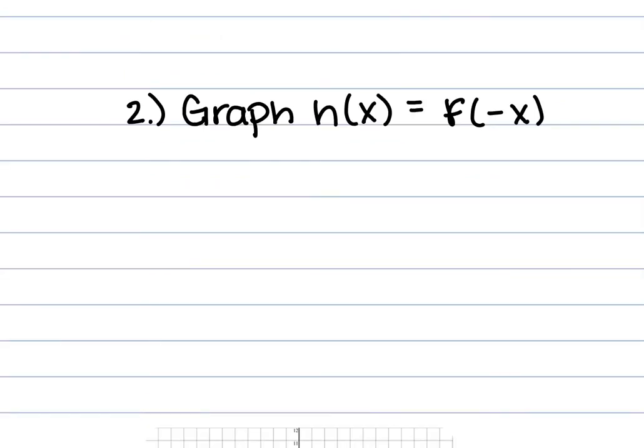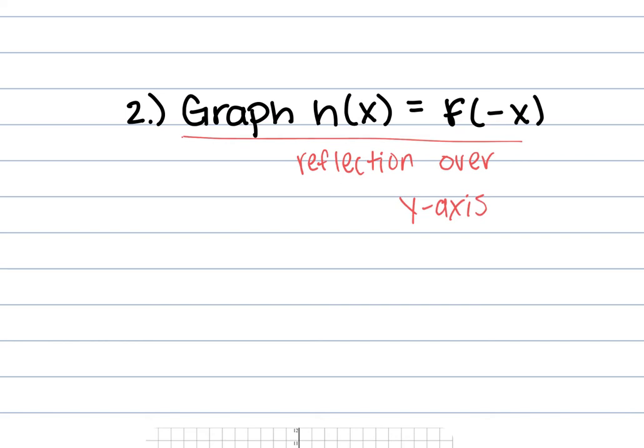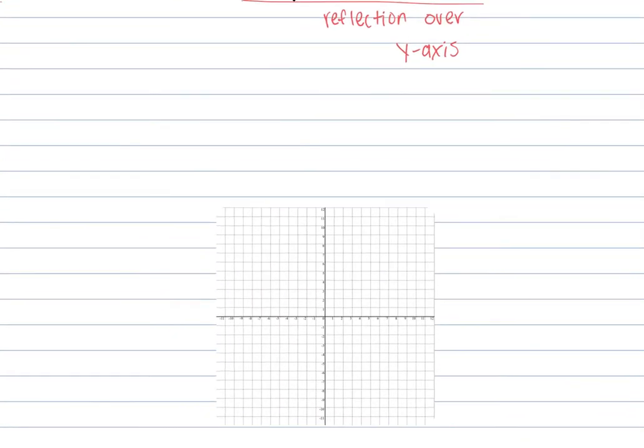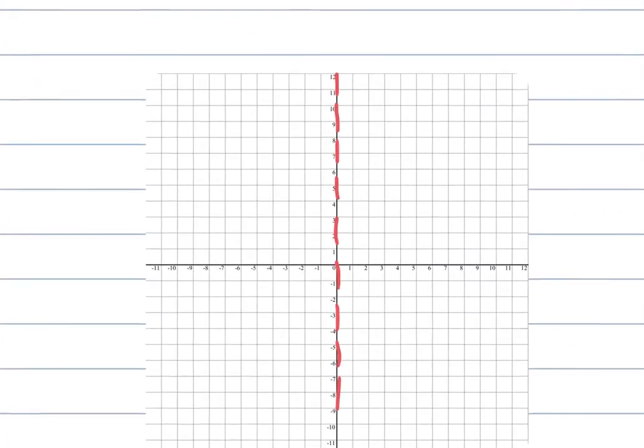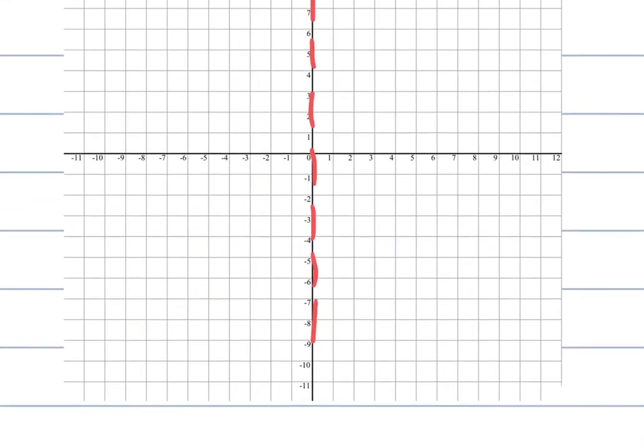This is a reflection over the y-axis. Very good. Reflection over y-axis. Okay, so our dotted line is going to go along the y-axis. Copy over your parent function, which was 0, -2, 1, -6, and 2, -10.